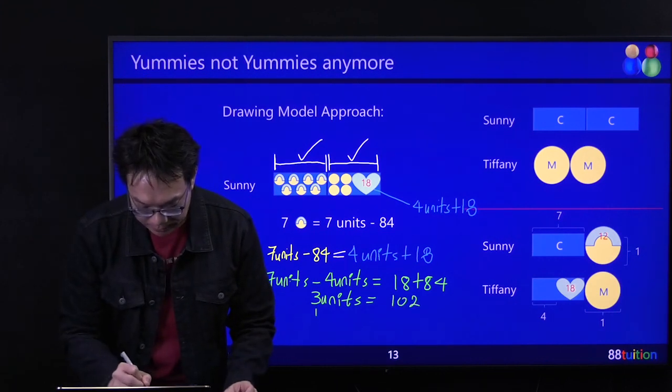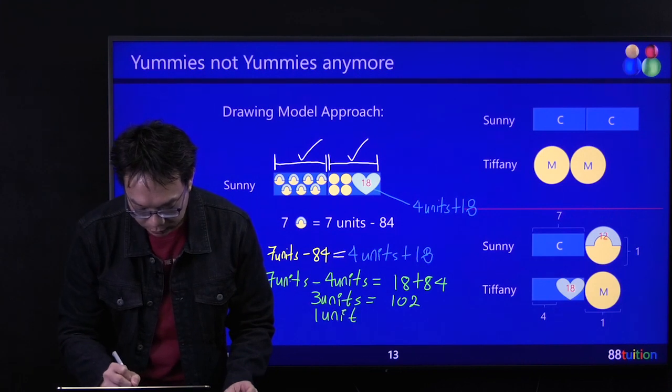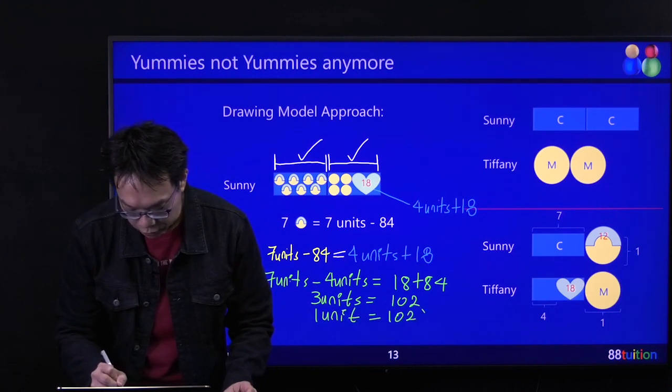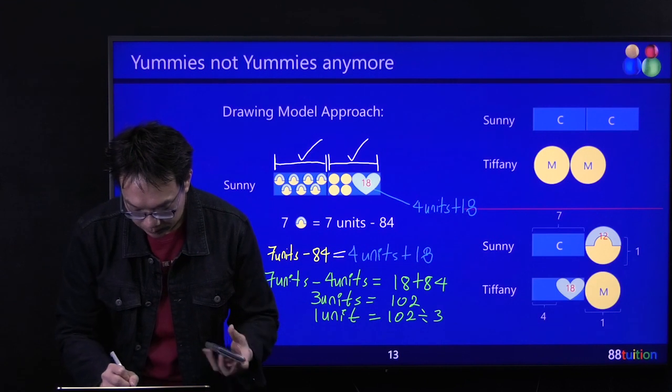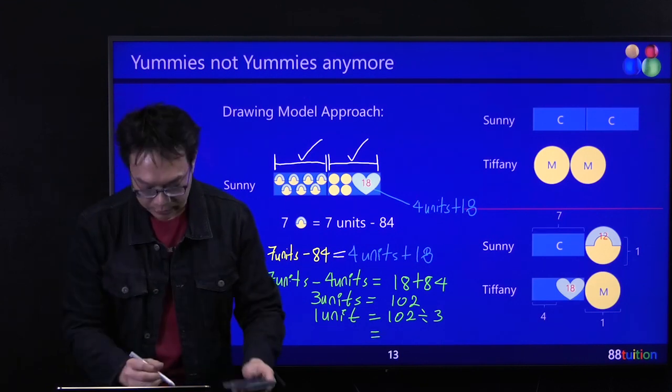And your ultimate aim, as I say, is to look for the 1 unit. 1 unit is equal to, you take 102, divide by 3, and your answer will be 34.